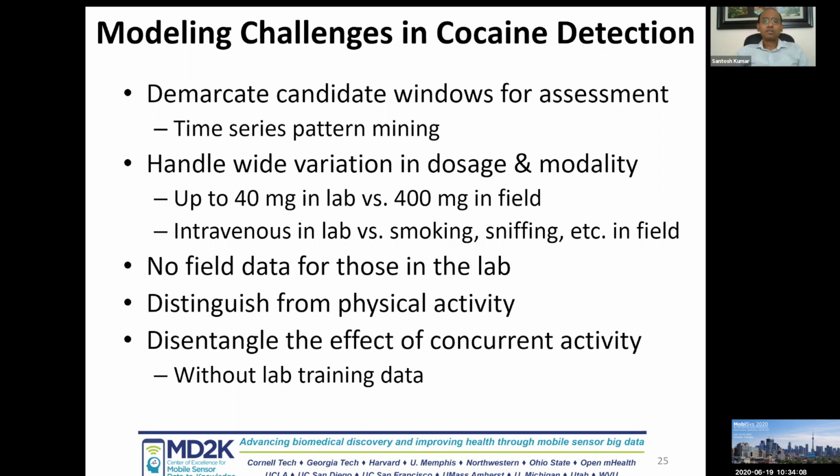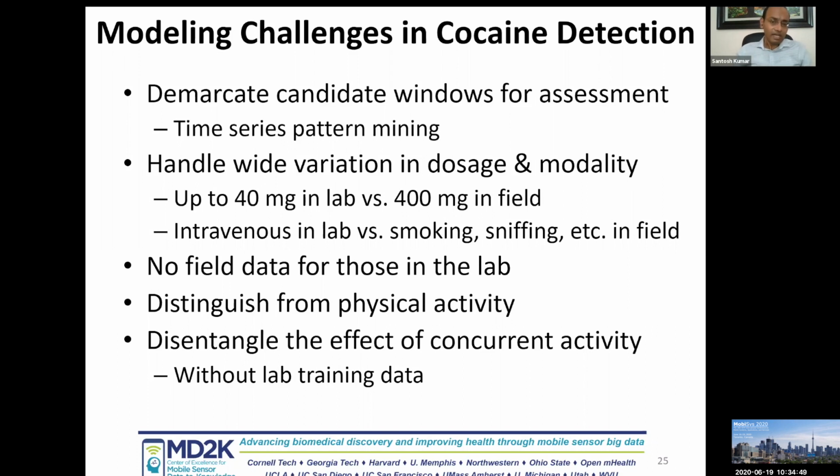The second issue is that there is wide variation in dosage and modality, as I showed. In terms of modality, in the lab we only had intravenous administration of cocaine, but in the field people could use smoking, sniffing, ingestion, and so on. In terms of doses, we could only provide up to 40 mg in the lab. In the field, they had 400 mg, and some of them even had 600 mg. And we couldn't administer those high amounts of cocaine in the lab. Also, the participants in the lab were different from the participants in the field, so we had no field data for those participants who were in the lab.